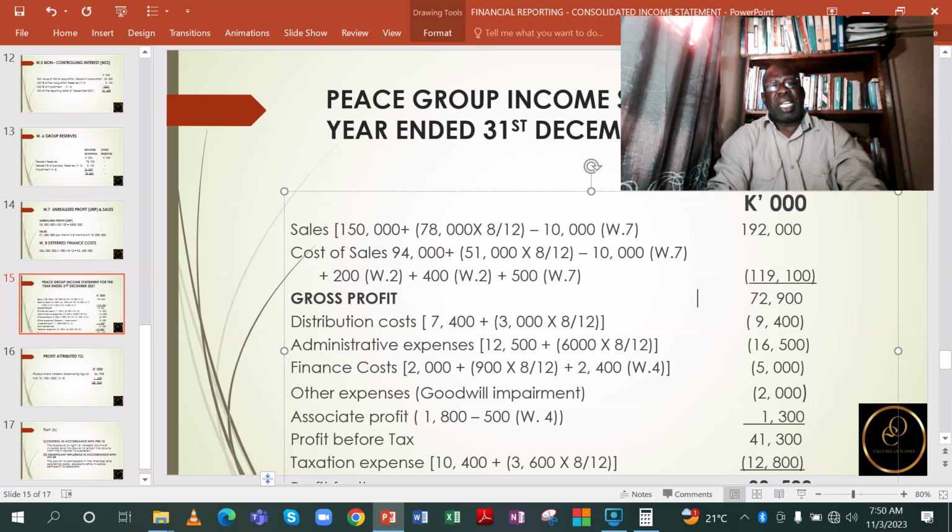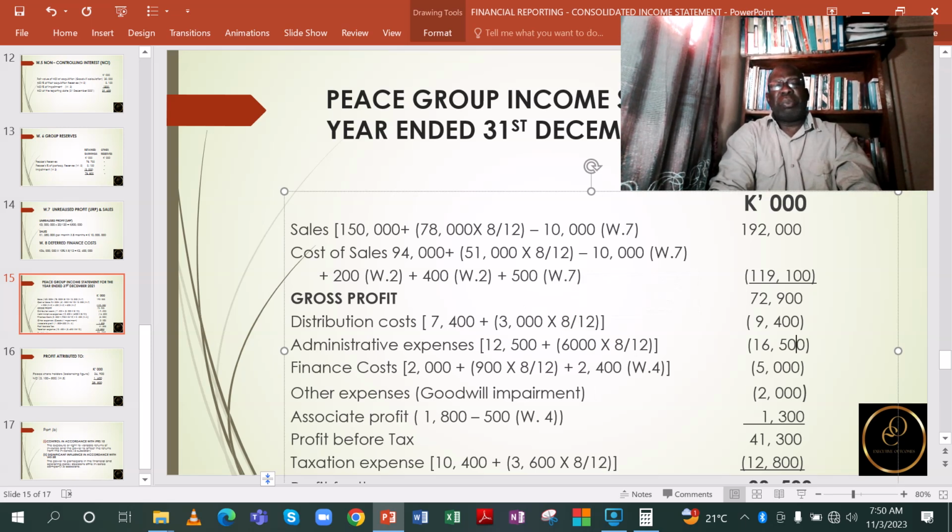Then for distribution cost, we just add the portion of the parent, which is 7 million, plus 8 out of 12 of the subsidiary, which is 3 million, to get 9,140,000. Okay, we go to the administrative expenses, the same: the cost for the parent, and 8 out of 12 for the subsidiary. If the whole year had been the period of account, then we would not have been using the 8 out of 12. We would have just been adding 7,400,000 plus 3 million to get the total for the year.